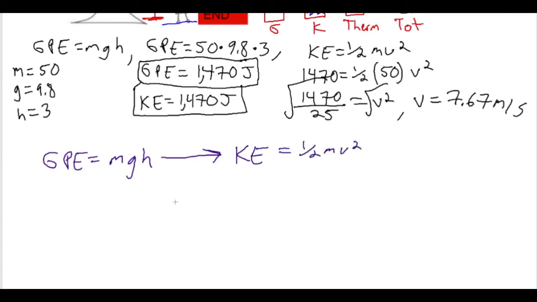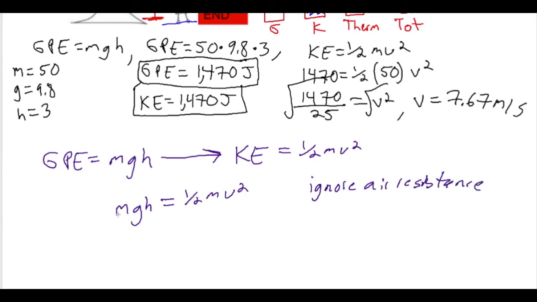So what does that mean? Well, we could just set those equal to each other. So we find out that mgh is equal to 1/2 mv squared. And this is only the case if we are ignoring air resistance. And you're going to notice that we have a mass on both sides. So that's just going to tell us that mass cancels out. So I find out that gravity times height is going to give me 1/2 v squared. This just tells me, again, that no matter what mass the child is, as long as they're both falling from the same height, they'll both hit the ground with the same velocity.